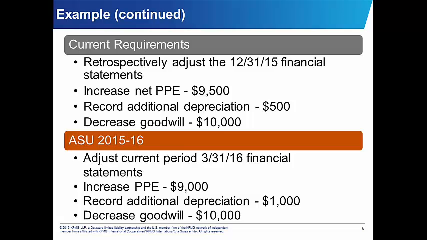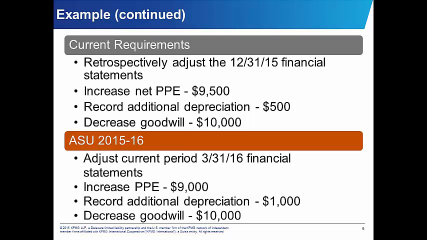Under ASU 2015-16, the December 31st financial statements are not retrospectively adjusted, and Company C recognizes the adjustment in its March 31st financial statements in the same period that the appraisal was finalized. As such, they're going to recognize an increase to PP&E of $9,000, which represents the $10,000 increase to the fair value over the provisional amounts recorded, less depreciation of $1,000, which is depreciation for a 6-month period from October 1st through the end of March.